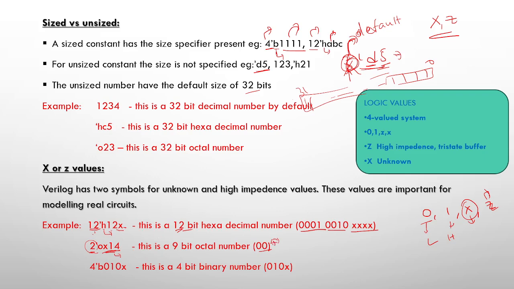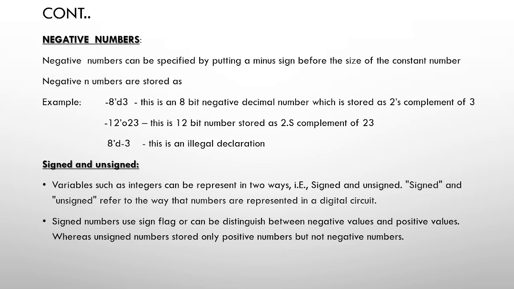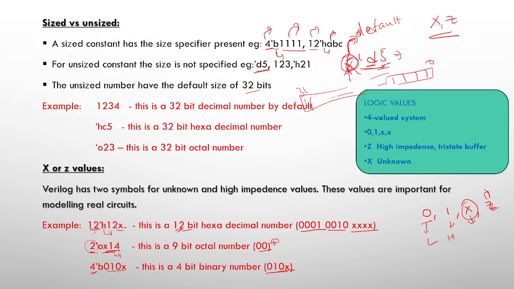That's what I tell you, it will dump whatever value it likes into your particular variable. So 4'b01x0, since this is of size 4, is stored as 01x0. So this is about sized versus unsized, and X and Z values in constants.